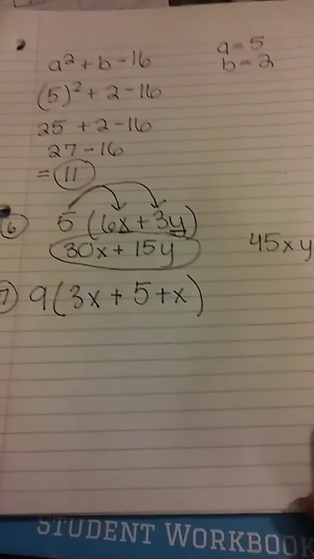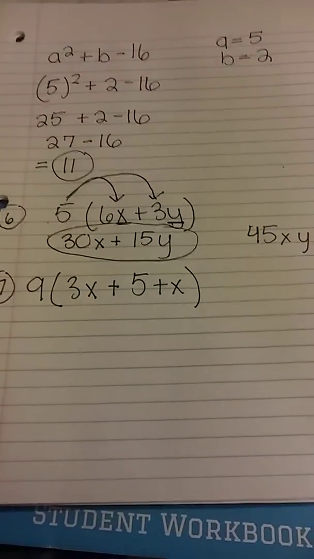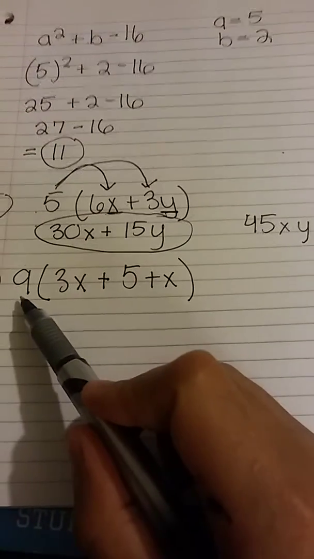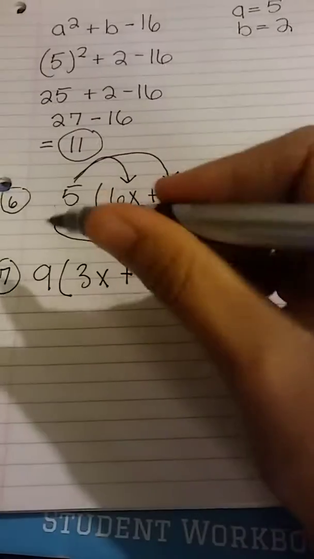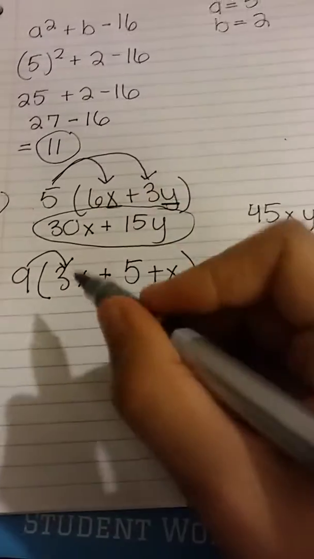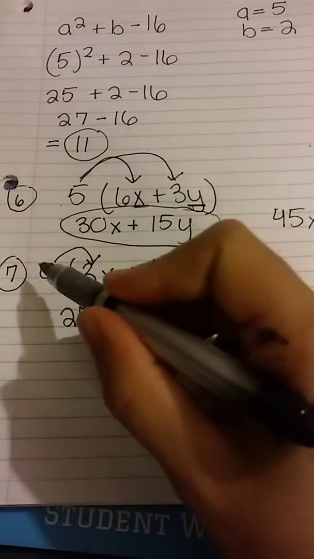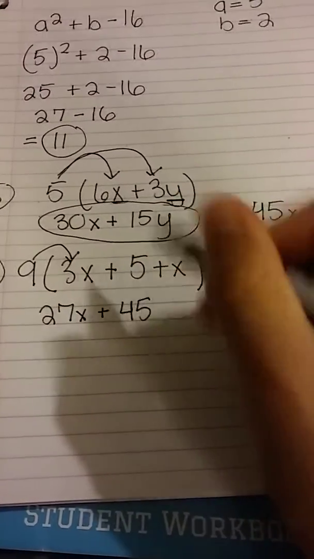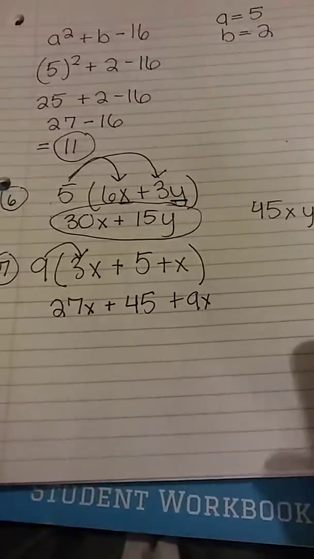Okay, this is also a distributive property problem, but just because it has 3 terms doesn't change anything, okay? You're just going to have to take that 9 and distribute it to every term within the parentheses. So let's begin with 9 times 3x, which gives you 27x. 9 times 5 gives you 45. 9 times x gives you 9x.